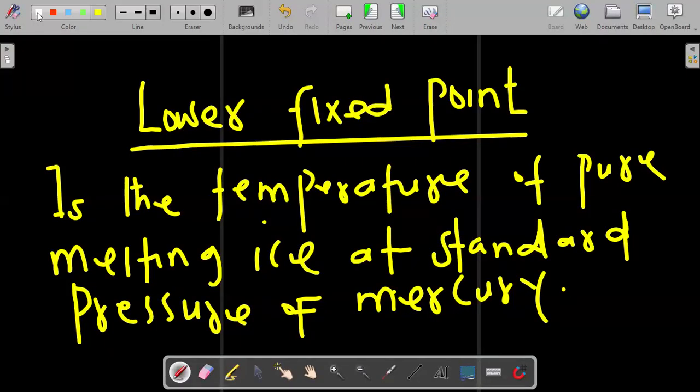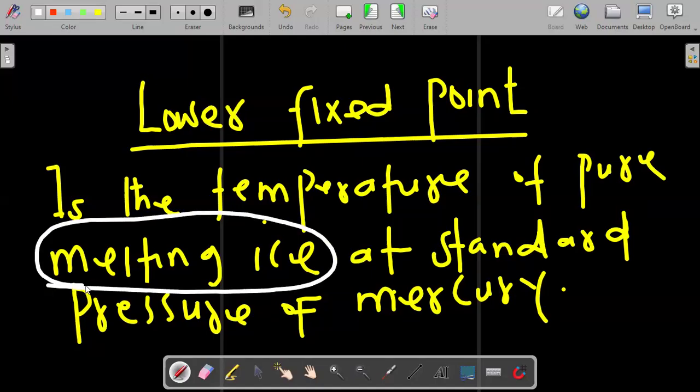So you look at what they mentioned here. It says it is the temperature of what? Pure melting ice. So the question is, at what temperature does ice melt? When you put pure water in the freezer and it becomes a block, and you remove it from the freezer, after some time it begins to melt, right? So at what temperature will it get to before it starts melting?